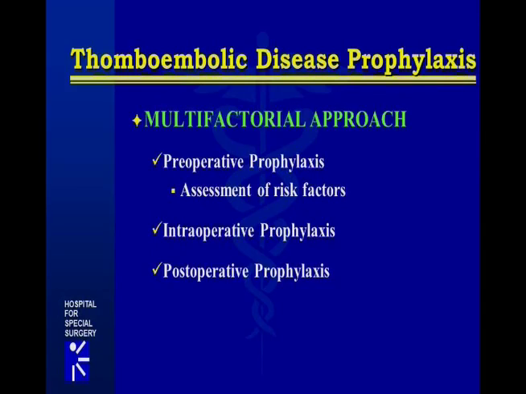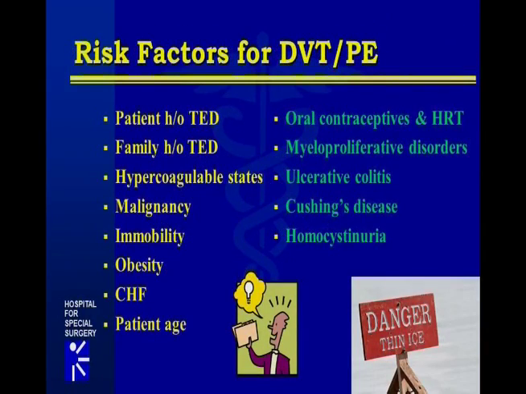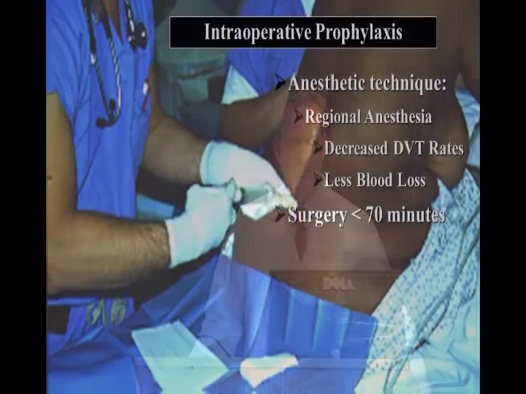What are risk factors for thromboembolic disease? Well, the most important thing is probably patients with a history of thromboembolic disease, a family history of thromboembolic disease. It's very important in the office that surgeons preoperatively assess patients' risk factors to do a risk stratification for what they're going to do postoperatively.